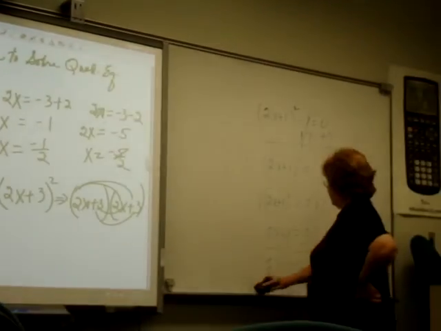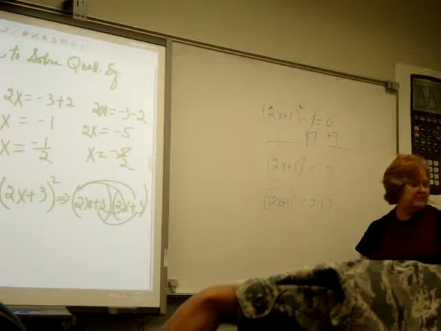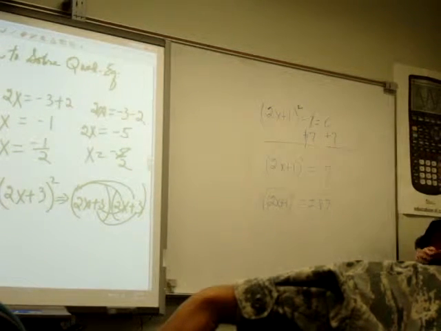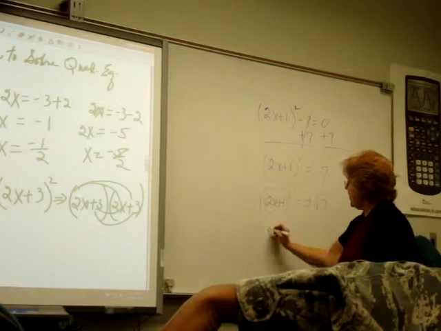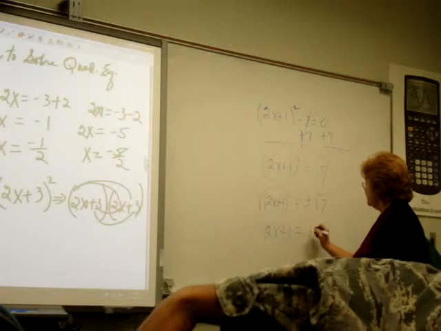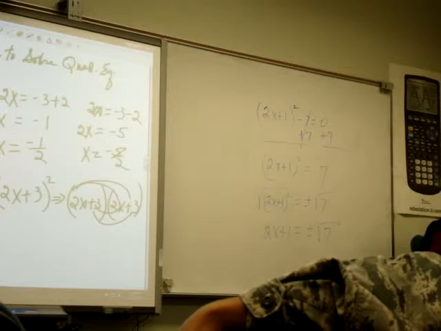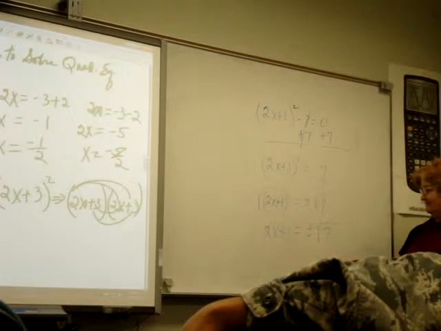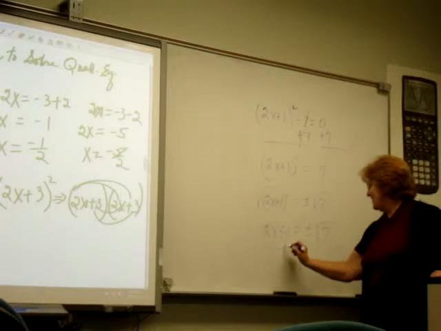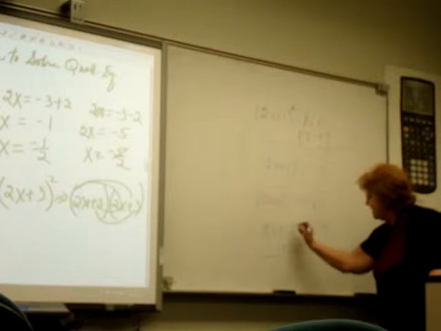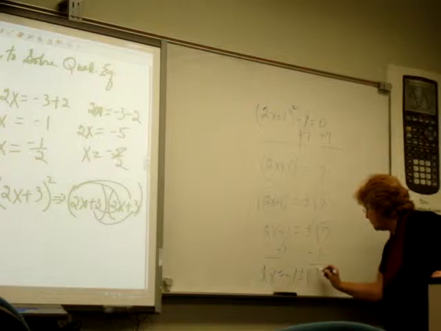Erase everything you got right there. Let's go back. I'm sorry. I'm glad you caught that. This wasn't 7, it was what? Square root of 7. So let's go back. 2x plus 1 is equal to plus or minus square root of 7. That's a whole different game now. Subtract 1 from both sides. Now we've got 2x is equal to -1 plus or minus square root of 7.